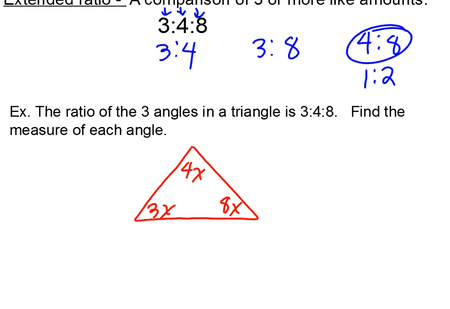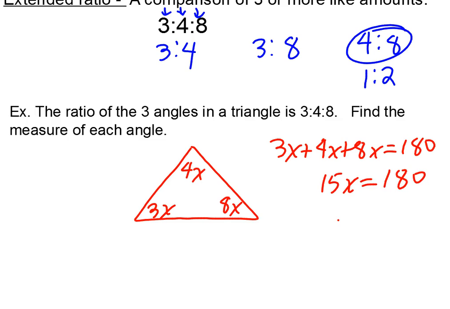Right? All right, so using the triangle sum, what equation can I write? 3x plus 4x plus 8x. Lovely. 3x plus 4x plus 8x equals 180. So 15x equals 180. Dividing both sides by 15, I get x equals 12. Okay? What do I have to do next, Danny?